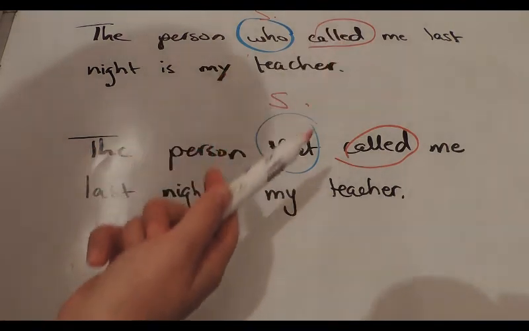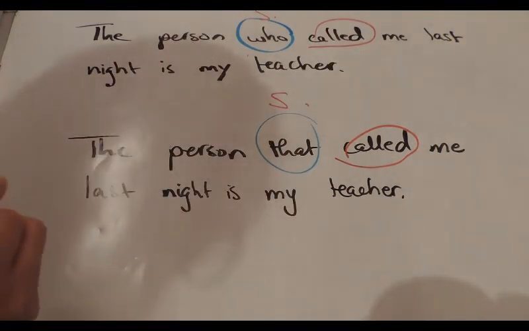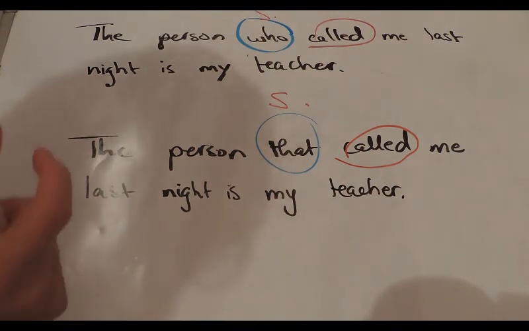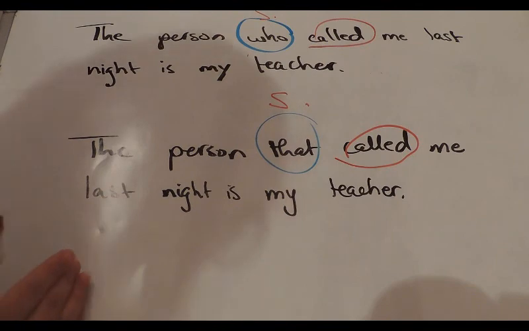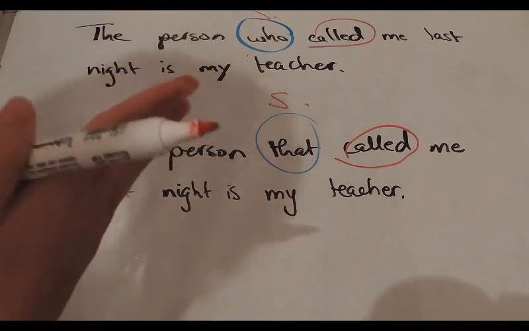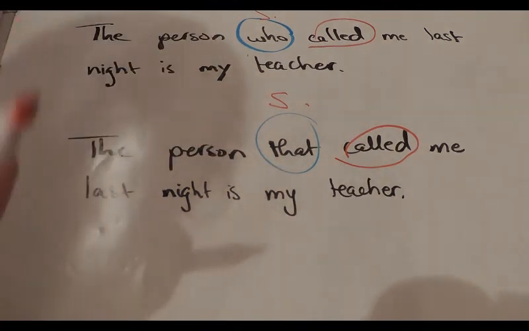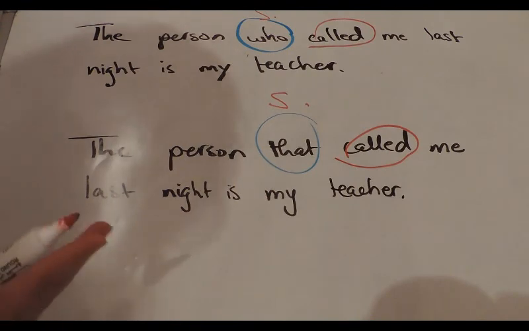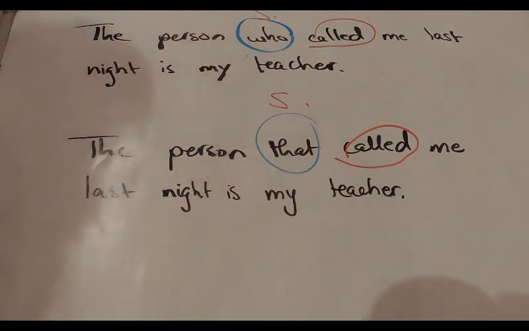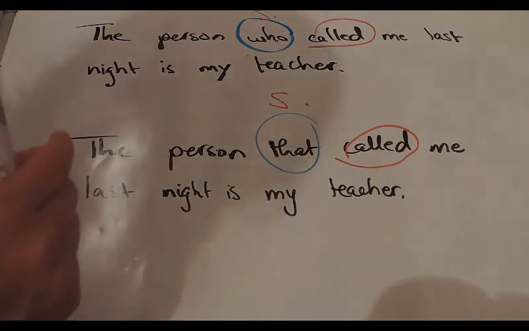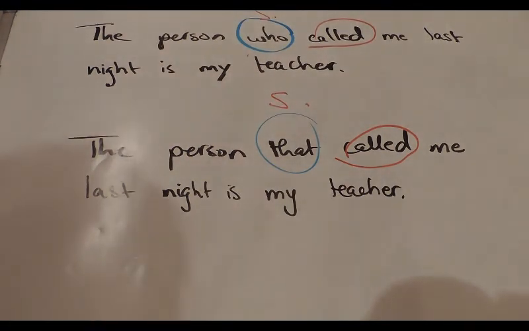Also, I need to note here that in this case, that is preferable. That is preferable more than who, because that is clearer. Because I'm not going to say it's wrong to use who in the first sentence, because it's definitely correct. There's nothing wrong with it. But it is preferable to use that, because that is famous for introducing a relative clause.